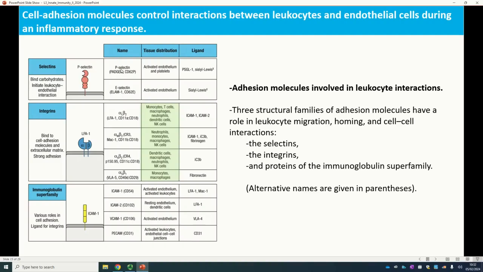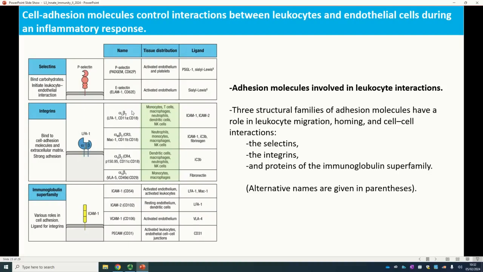Another thing to be aware of is that often we've got a name here, but then in brackets we've got alternative names. As I mentioned before, it's like that for a lot of the immune system, that things will have different names. So just remember one of them, that's fine. When it comes to this, you need to know the general families, so you need to know your selectins, integrins, and the IG superfamily. And it's good enough just to know one, so you might want to go with P-selectin and LFA1, for example.